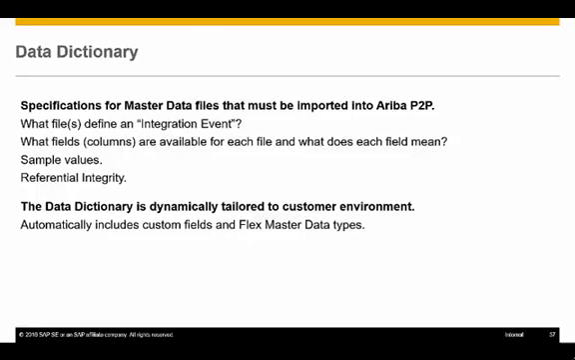The data dictionary is dynamically tailored, meaning every site has its own version of the data dictionary. So tomorrow if I go in and add a new column to any of the files, or add a new file itself, then the data dictionary would automatically get updated. The technical lead or the customer admin would be able to extract the new data dictionary from the P2P site and use it for their integration activities.